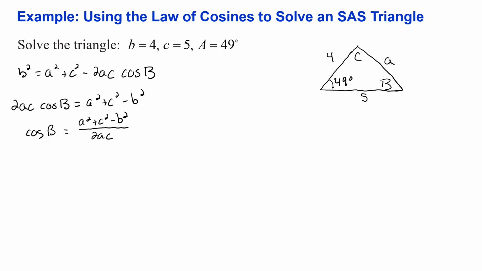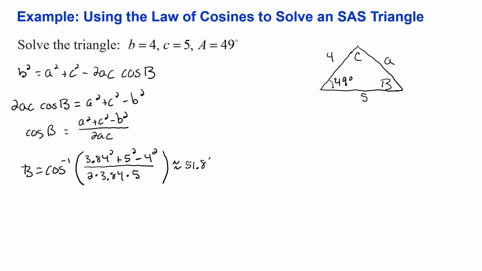We will find the inverse cosine of both sides to solve for angle B. Thus we have angle B equals inverse cosine of the argument. In the numerator we have 3.84 squared plus 5 squared minus 4 squared, and in the denominator we have 2 times 3.84 times 5. Using our calculator, we find angle B is approximately 51.8 degrees.